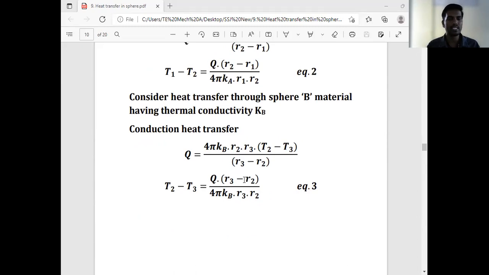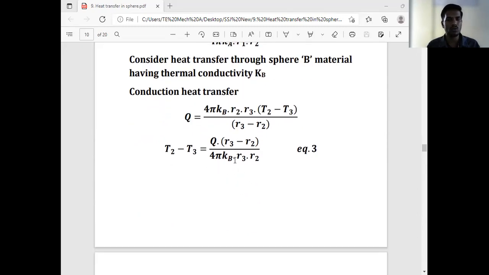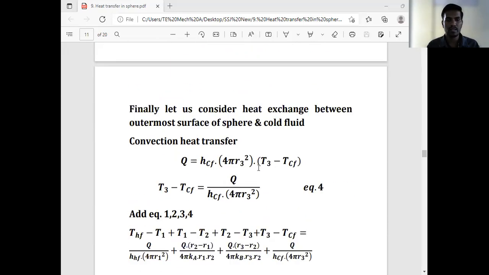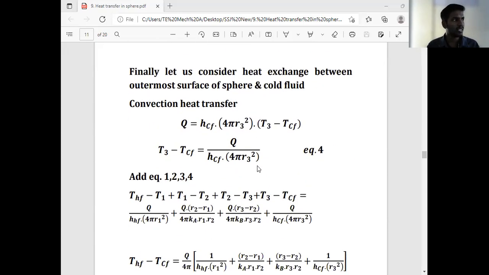Okay, so T2 minus T3 is equal to Q into R3 minus R2 divided by 4 pi Kb into R3 R2. This is the equation number 3. Okay, and what is the last equation which is related to the convection? So from that we get the equation as T3 minus TCF is equal to Q divided by HCF into 4 pi R3 square, and this is the equation number 4.